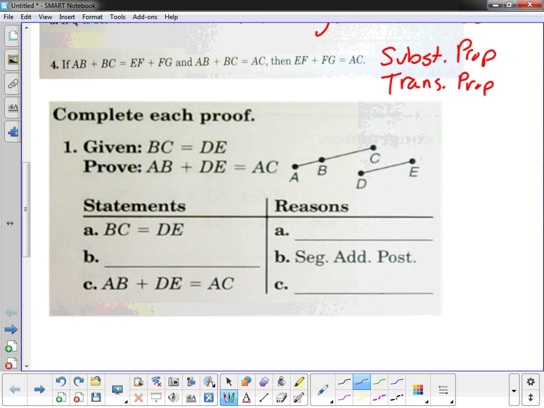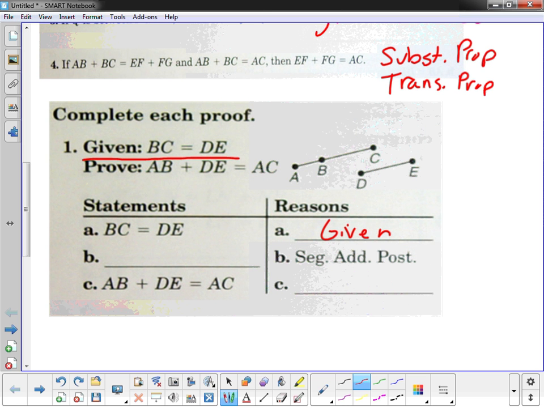Well, this very first one here, number 1, we're given that BC equals DE. We have to prove that AB plus DE equals AC. So I'm looking at this picture, and I know that BC equals DE. So I'm going to say that's given because that's what's listed here in the given. 99% of the time, your very first statement is going to be your given information.